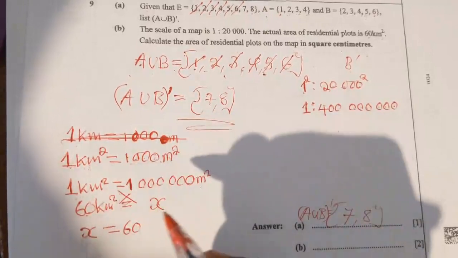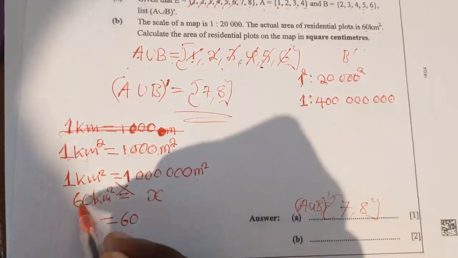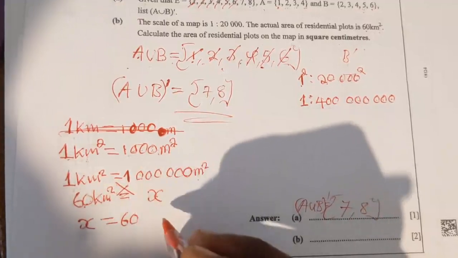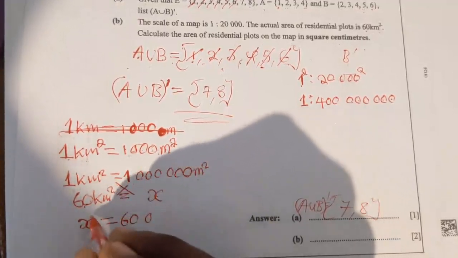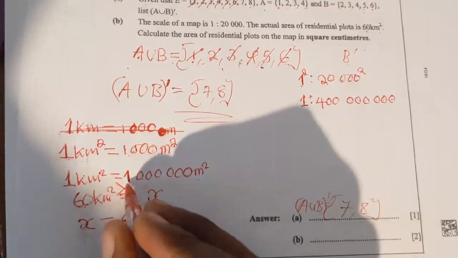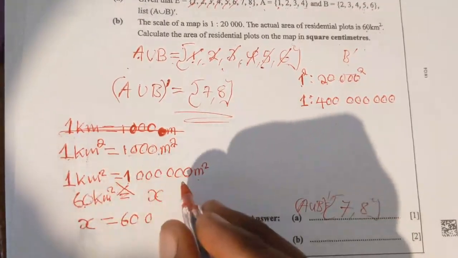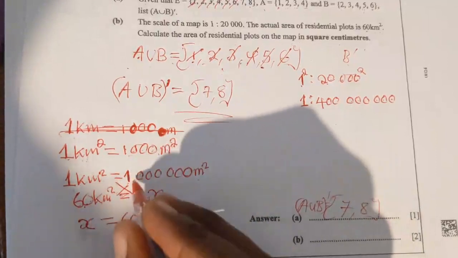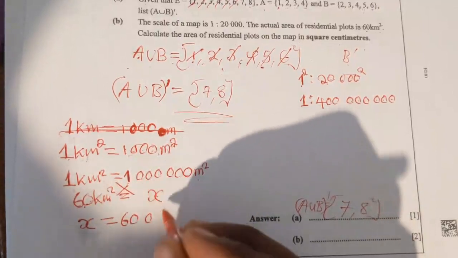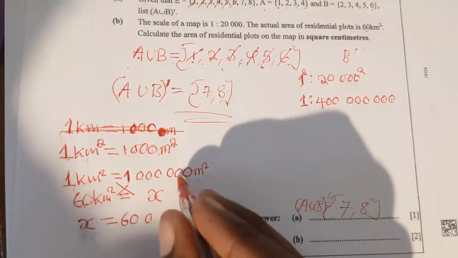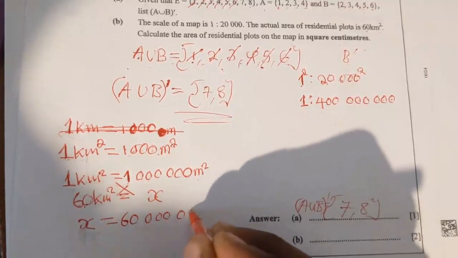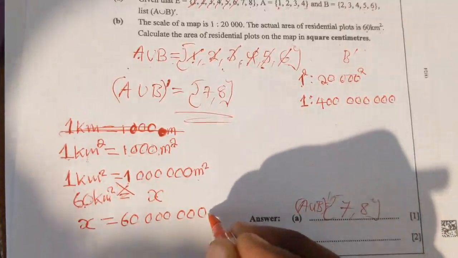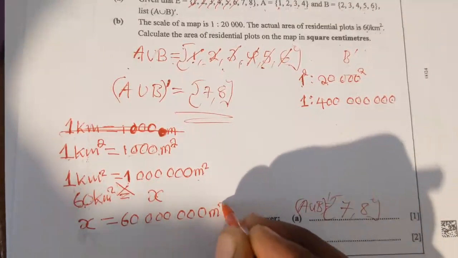When you're multiplying, don't even stress. You are simply multiplying 60 times 1, then you copy the zeros. So 60 times 1 is just 60, then you copy the zeros: 1 2 3 4 5 6. This is going to be like that, meter squared.